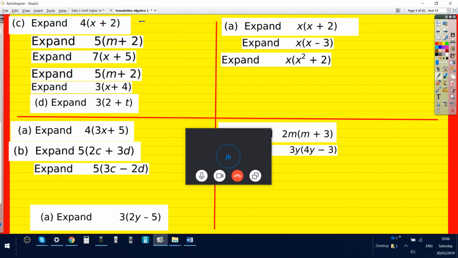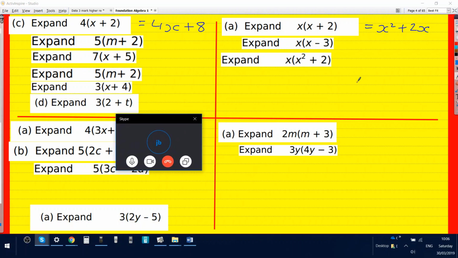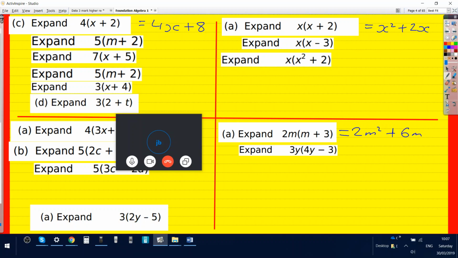Okay, let's expand this one up here. Is it 4x plus 8? Yeah. How about top right? Is that x squared plus 2x? And let's say the bottom. Let's do this one. Is that 2m squared plus 6m? Yeah.